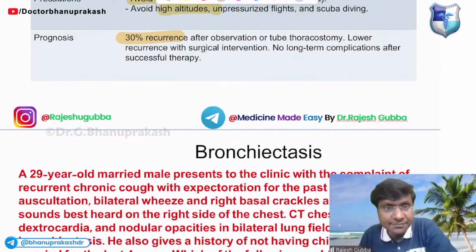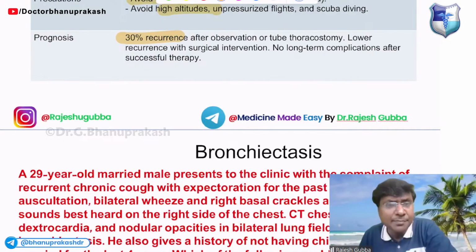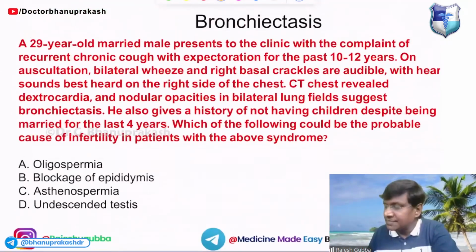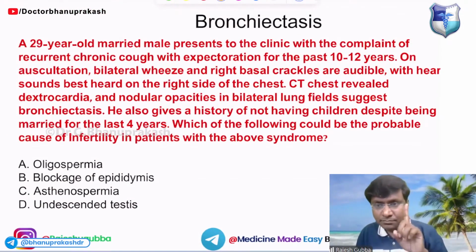These are the lines in Harrison. Okay, but ATLS guidelines are slightly different. But from the medicine point of view, we just follow Harrison, right? Now, that was about the pneumothorax. The next topic for the discussion will be bronchiectasis. So, one minute, pneumothorax done.